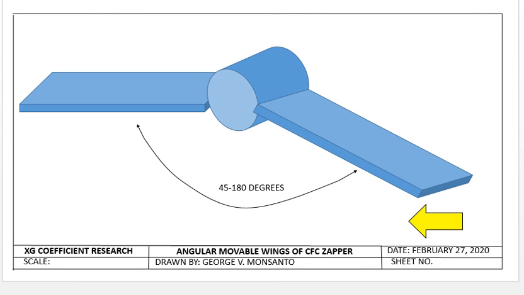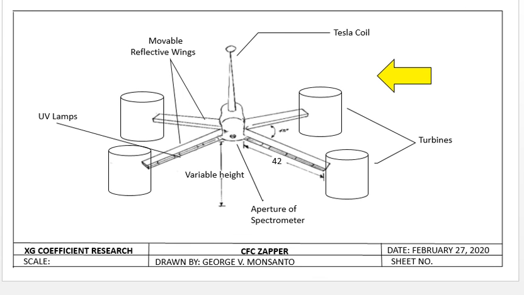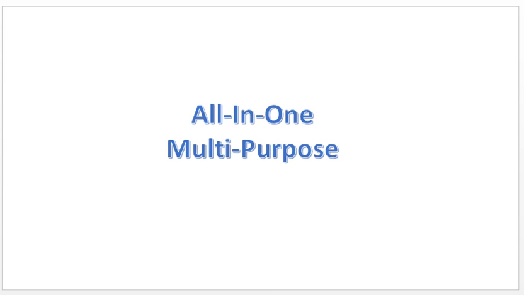At the same time, its angular movement can focus the vortex of the turbines to maximize directional thrust. Okay. This is 45 to 180 degrees. It can actually swivel. And then we've seen this placement of the aforementioned parts and accessories needed by the drone. Yeah, it's an all-in-one multi-purpose device or equipment.